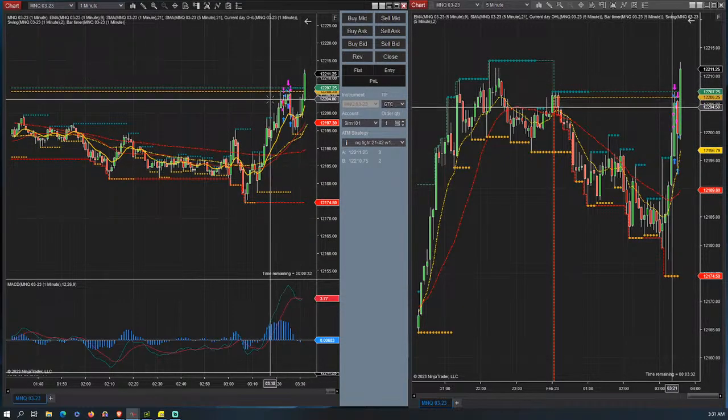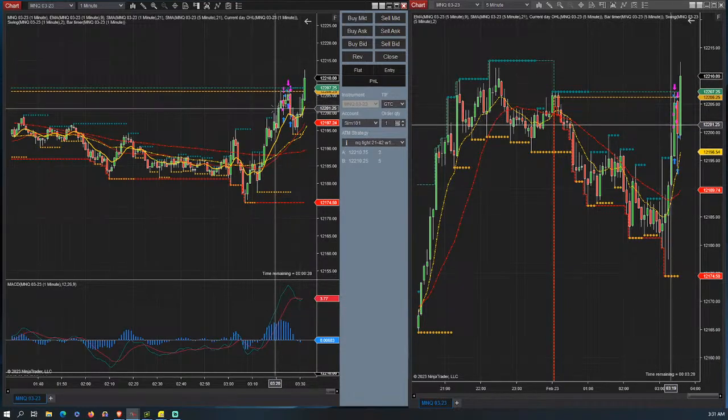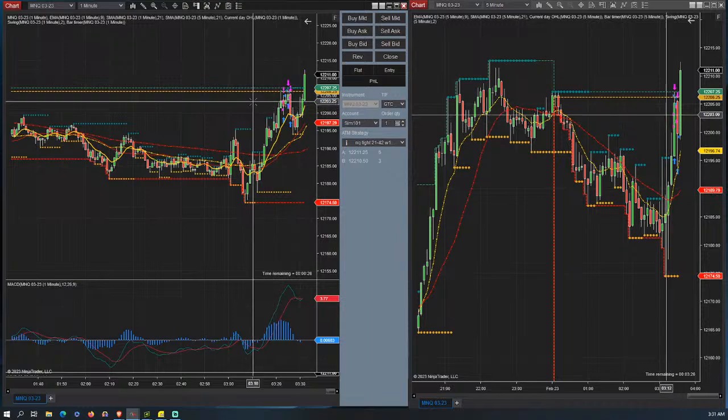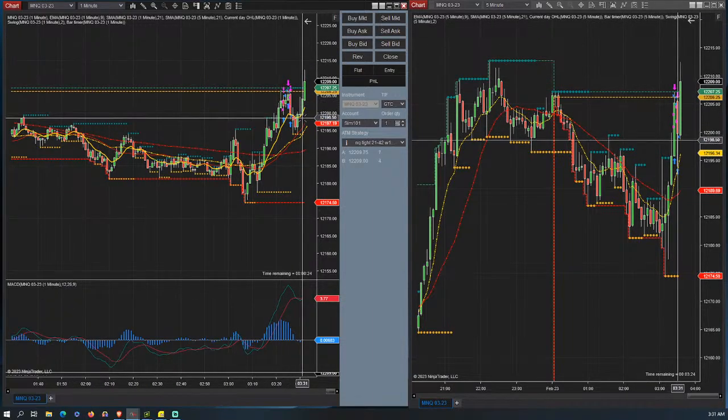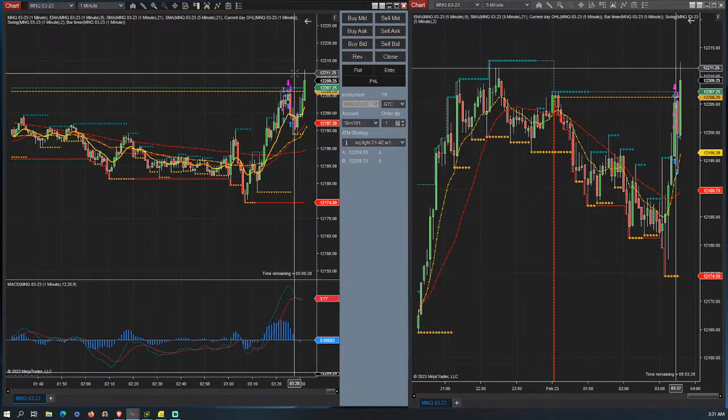Looks like it's getting a little volatile right now. But anyway, guys, I'm going to trade the Nasdaq, probably the micro and Q March contracts. This is Ninja. This is a 1 minute and this is a 5 minute.